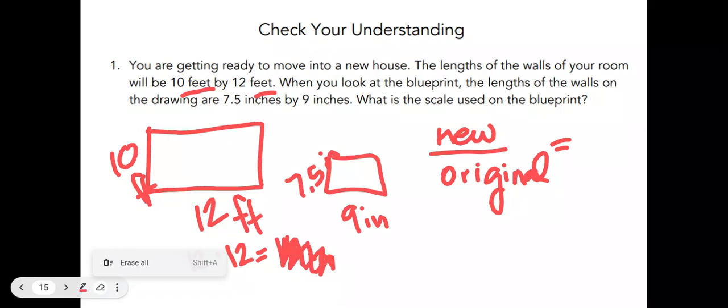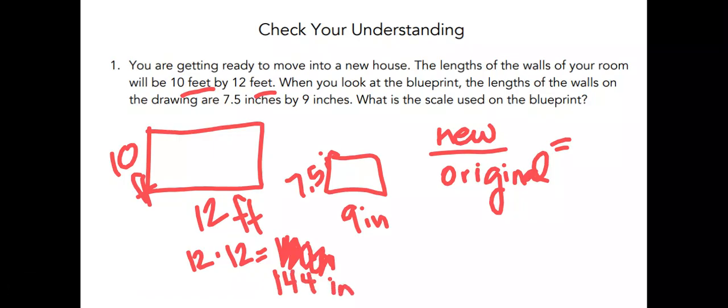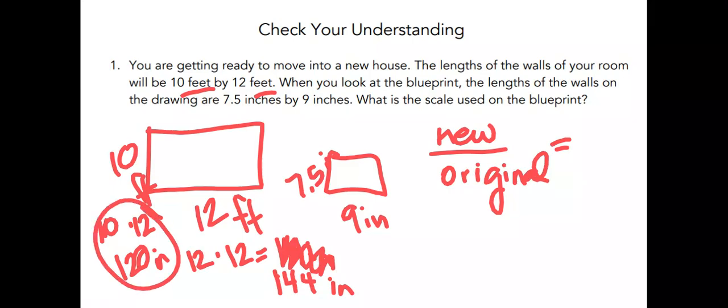Yeah, we'll just do this. 144 inches. And 10 feet, 10 times 12 inches is 120 inches. So when we are comparing our scale, we want to keep it all in the same units. So this is the easiest way to do this.